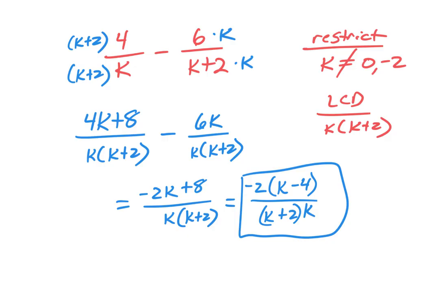Okay, questions on that one? A little bit different because it's a binomial, right? Okay, this one is going to have a binomial on both denominators. It's got a w minus 3 over here. It's got a w plus 7 over here.